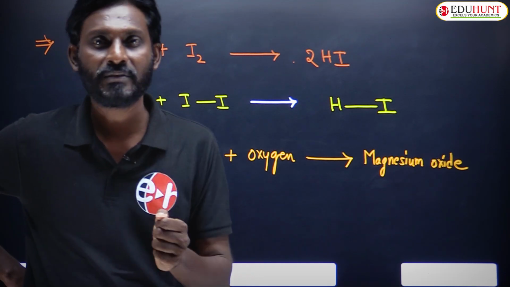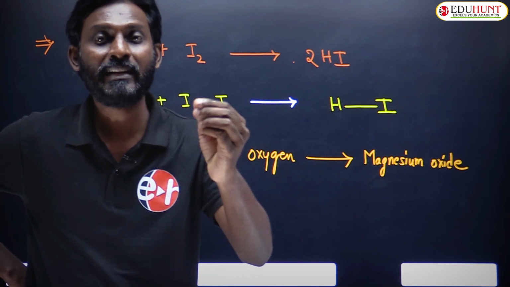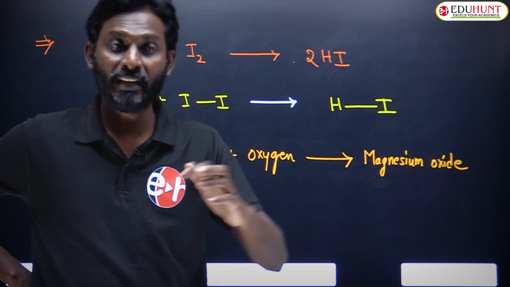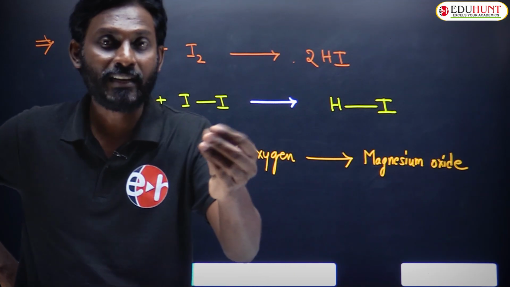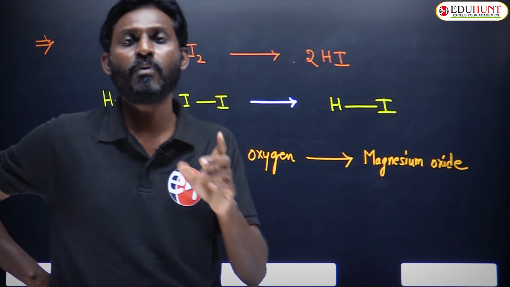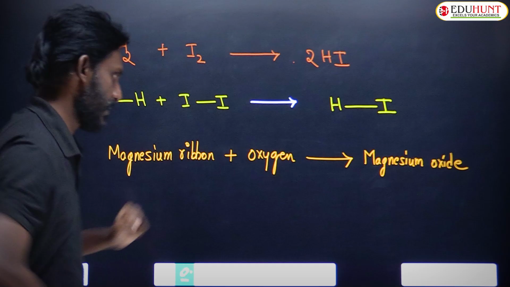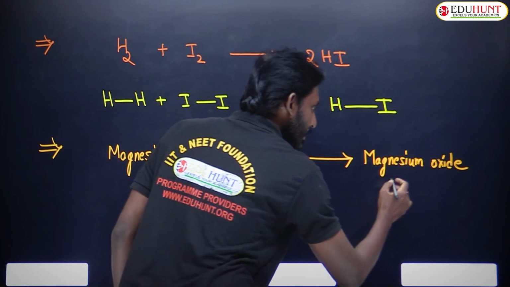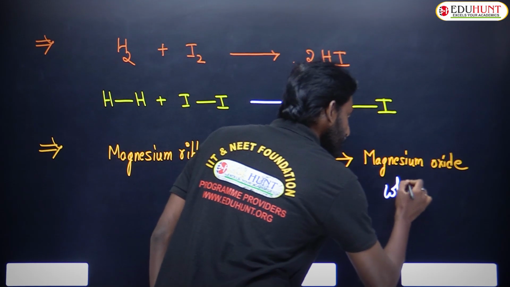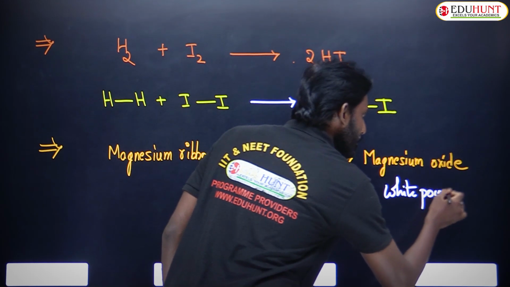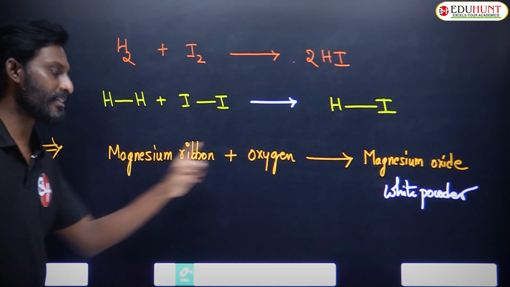The color change you can observe. The dazzling, brilliant flame you can observe. If there is some evolution of gas, you can observe. If there is any formation of white color substance, you can observe. But what you can't observe is the fundamental bond breaking and bond making. This is magnesium oxide, a white colored powder. You can observe a white powder. So this is the chemical reaction.